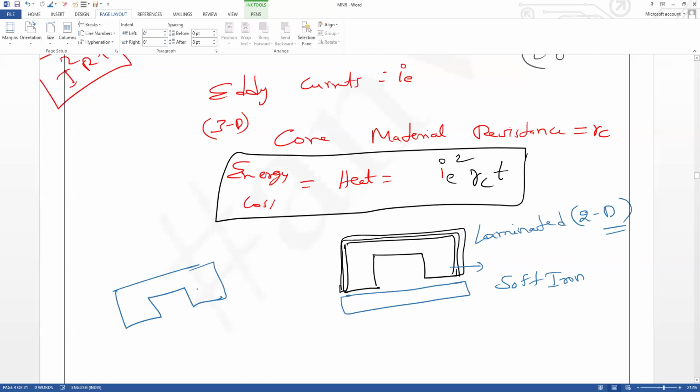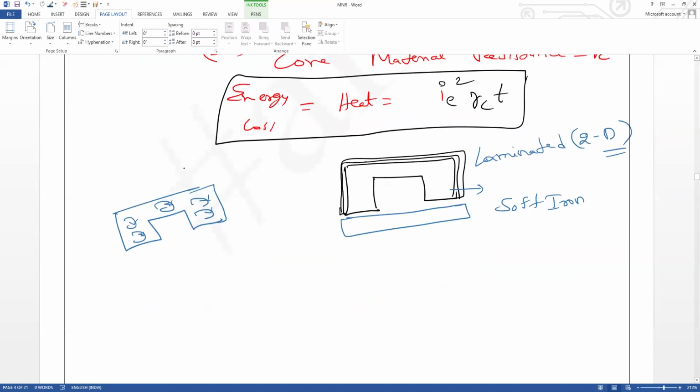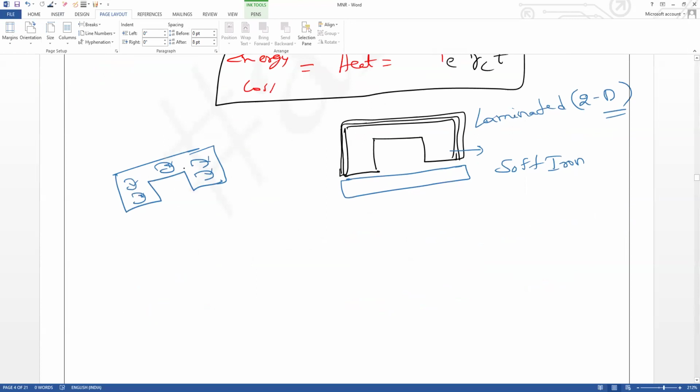So the thickness will be very small. From one plate to another plate, small eddies will form, so they will be minimized. So loss of energy will be minimized. Because when it is a 3D block, the eddy loops which form are very, very big. So the size of the loops increases, and loss of energy is also very high. That is the reason we are using many plates.